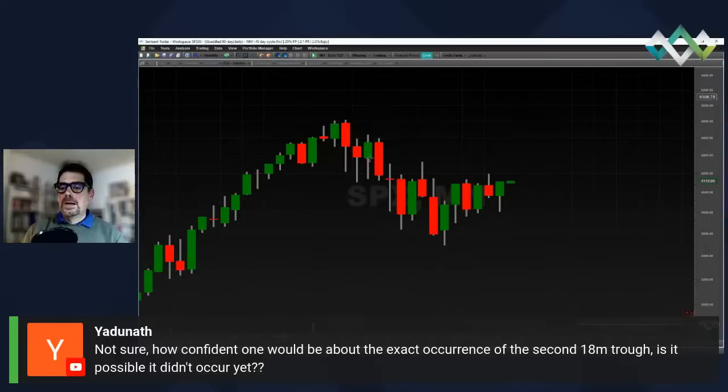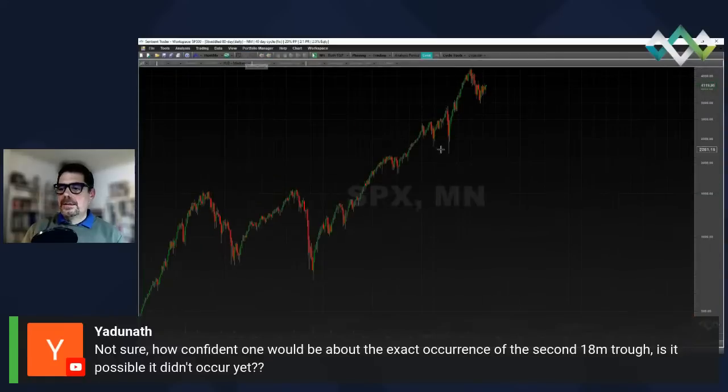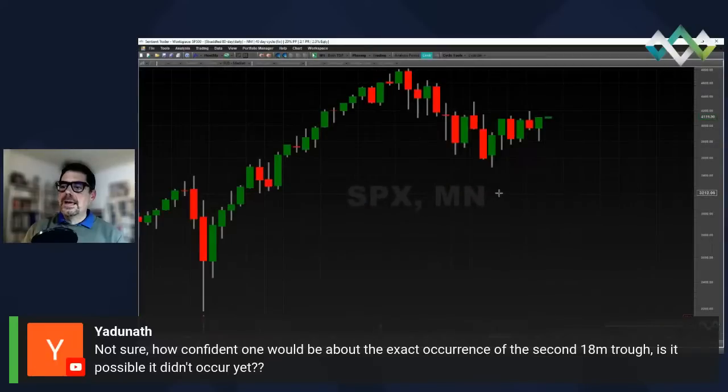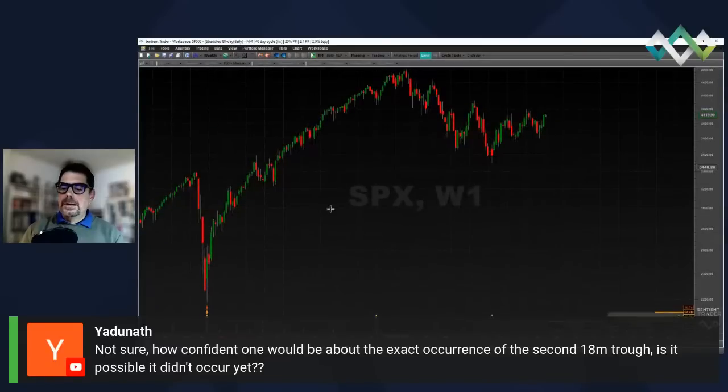Let me just zoom out here and show you why I believe that the second 18-month cycle trough has occurred. We're looking at a monthly chart here. Let's change back to weekly. Right. I would call into question the exact position of this October 2021 18-month cycle trough. I think it is possible that this trough occurred earlier, but that's not your question. The question is questioning this 18-month cycle trough over here in October of 2022.